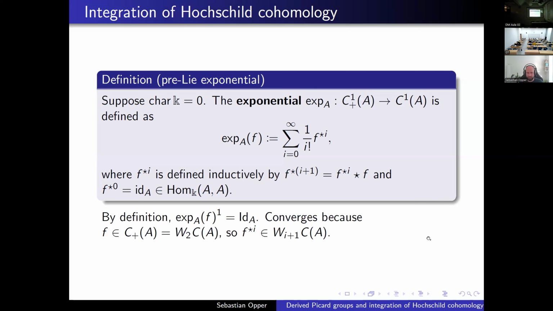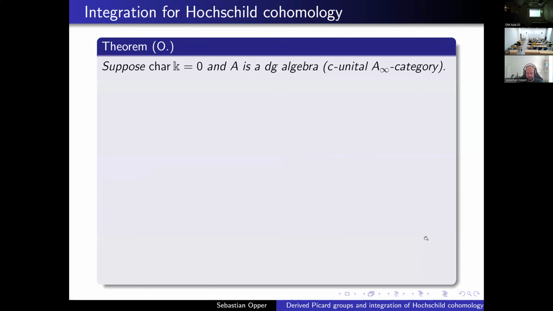Right. Okay. And then the theorem we can prove is: suppose that the characteristic of your field is 0 and A is a DG algebra, or you can go very general, which is called a C unital A infinity category, and this encompasses everything I ever encountered in algebra. It's also useful in some cases like Fukaya categories.